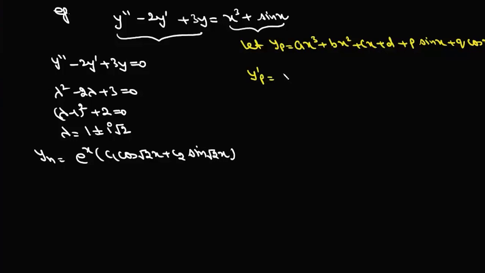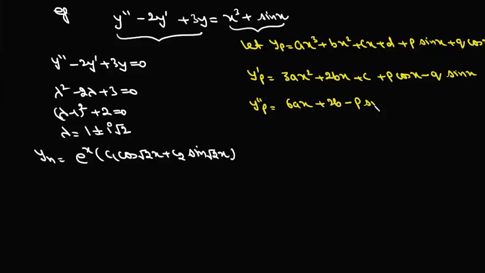Now we find y dash p. So there will be 3ax square plus 2bx plus c and plus p cos x minus q sin x, and y double dash p will be 6ax plus 2b minus p sin x minus q cos x. Now we'll substitute these in this equation.